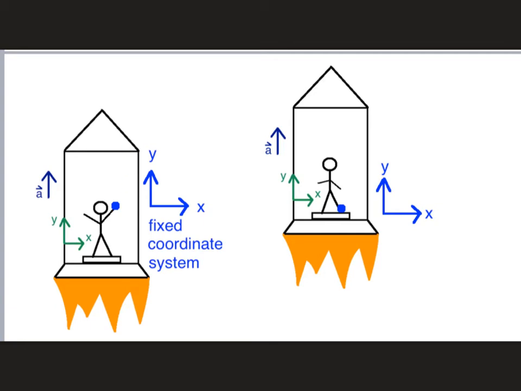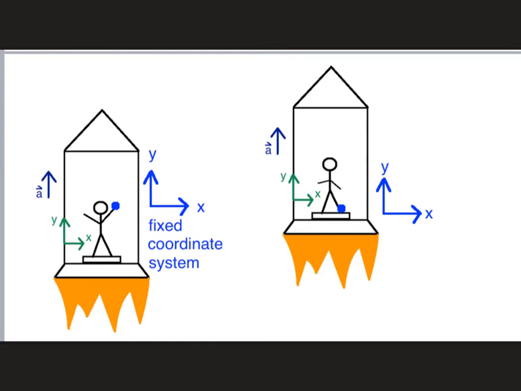And so to a person following the green coordinate system moving with the rocket, to them, it looks like they dropped the ball and the ball fell straight down. It's as though there was a force of gravity pulling the ball to the floor. Now, again, there is no real force of gravity. This was simply caused by the motion of the ship.